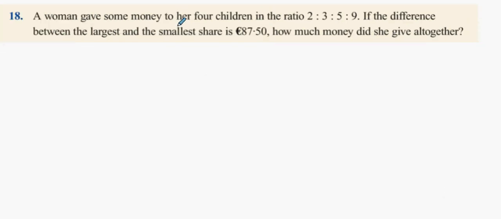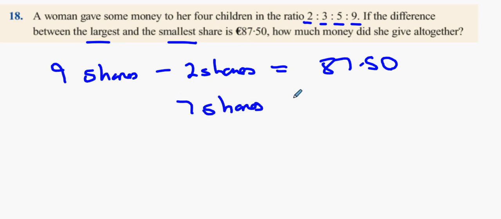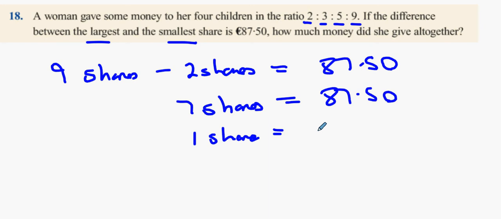The difference is they have 2 shares, 3 shares, 5 shares and 9 shares. What is the difference between the largest and the smallest? Well, the largest is 9 shares. The smallest is 2 shares. This implies that 9 shares take away 2 shares equals €87.50. Implies 7 shares equals €87.50. Implies 1 share equals, what's it, €12.50, is it?